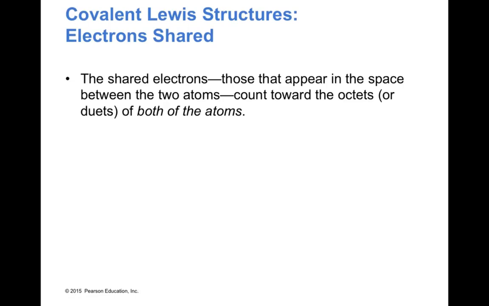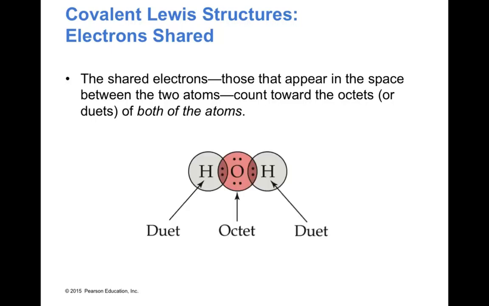The shared electrons, those that appear in the space between the atoms, count toward the octet of both of the atoms, as I mentioned before. For oxygen, we complete the octet, while for hydrogen, we complete the duet. And that brings a lot of stability to this molecule of H2O, or water.